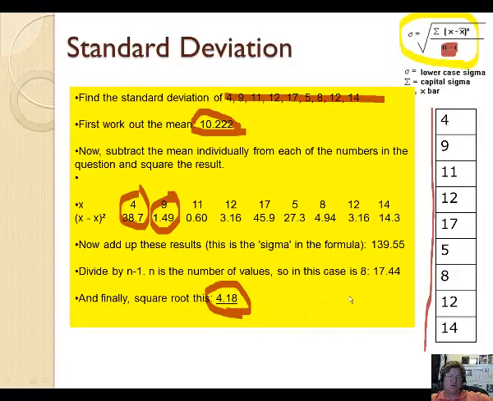Now that's a lot of work. I don't know about you, but I really don't want to be squaring numbers and subtracting and dividing and square rooting and blah blah blah. Whew, that's just a lot of work.